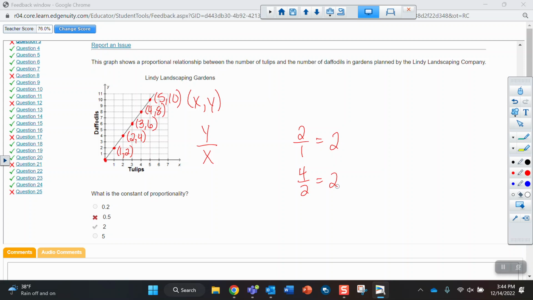It looks like you might have done it x over y because you got 1/2, but remember it's y over x. So the answer here is 2.